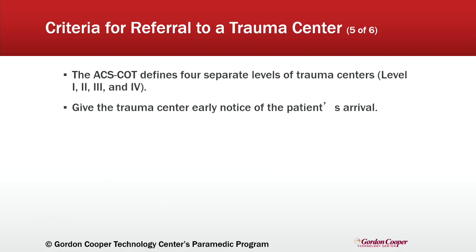The American College of Surgeons Committee on Trauma has a list of criteria that defines 4 separate levels of trauma centers ranging from level 1 to level 4. It is important to know which hospitals in your area specialize in specific types of care, such as neurology, burns, pediatric trauma, cardiac care, microsurgery, or hyperbaric therapy. Finally, it is essential to give the trauma center early notice of a patient's arrival.